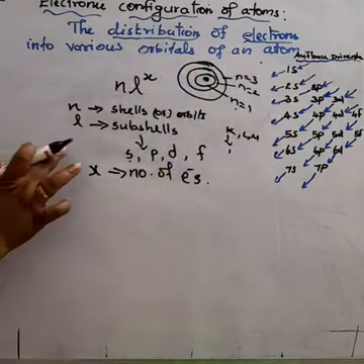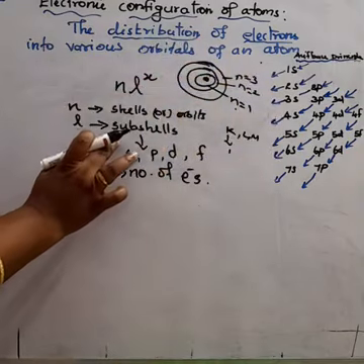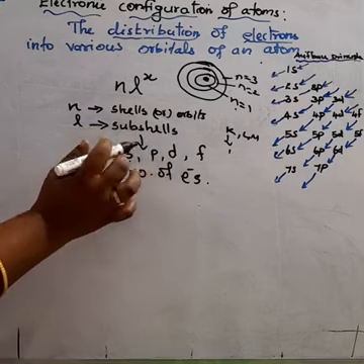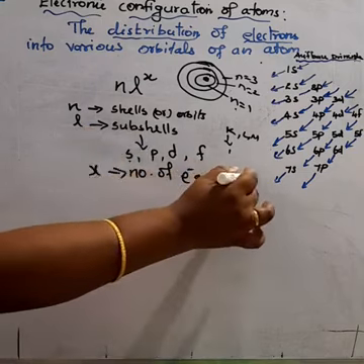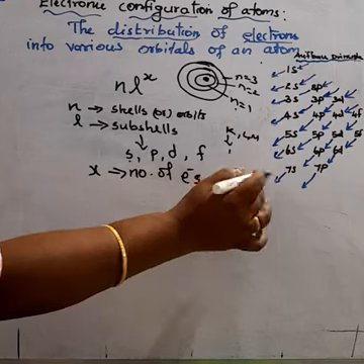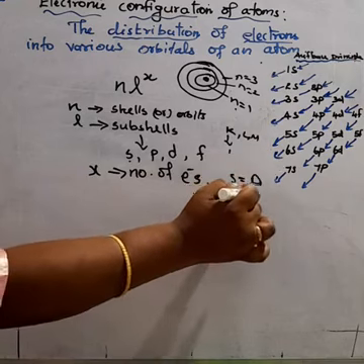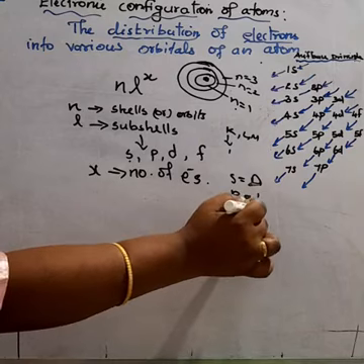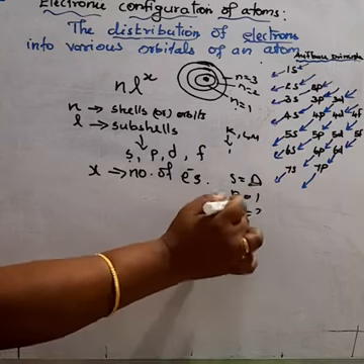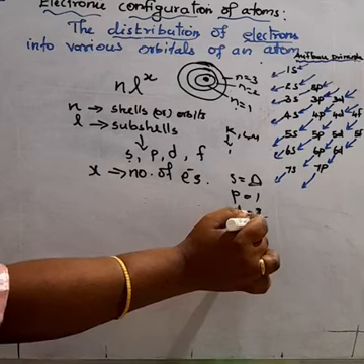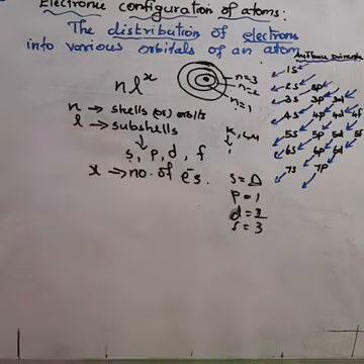What do you mean by l? l means s, p, d, f. l is equal to 0 means s orbital. l is equal to 1 means p orbital. l is equal to 2 means d orbital. l is equal to 3 means f orbital. These are about the l value. And x represents how many electrons are present in that orbital.